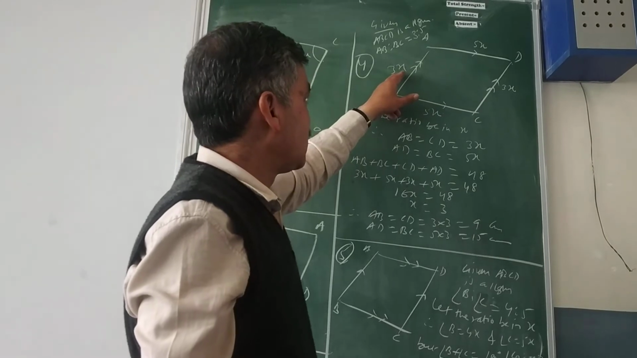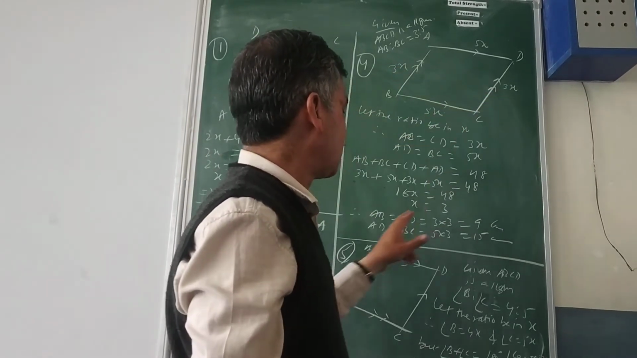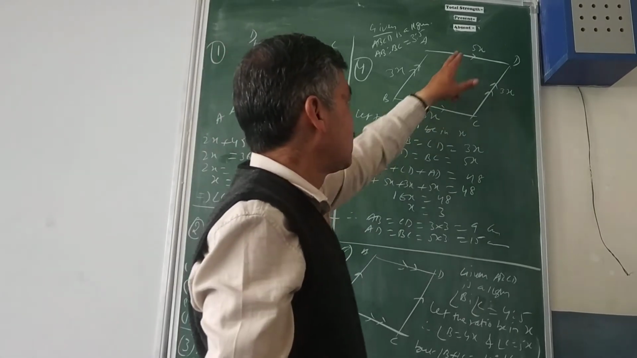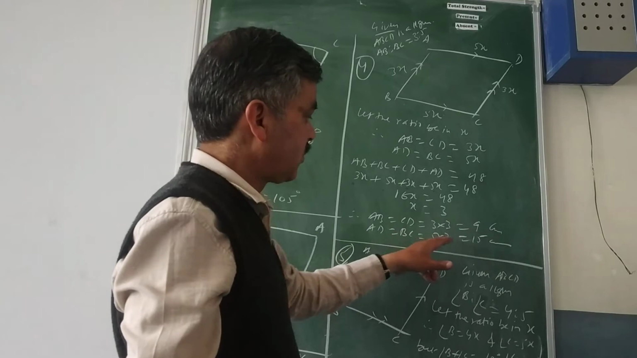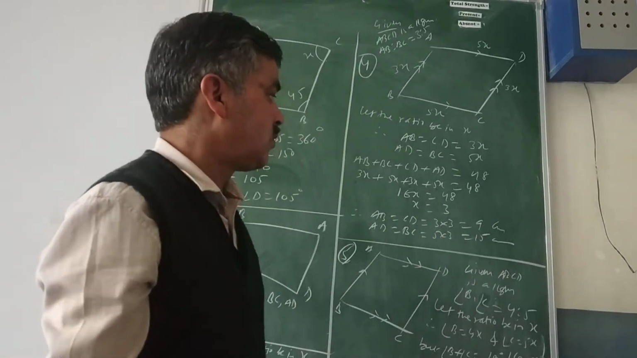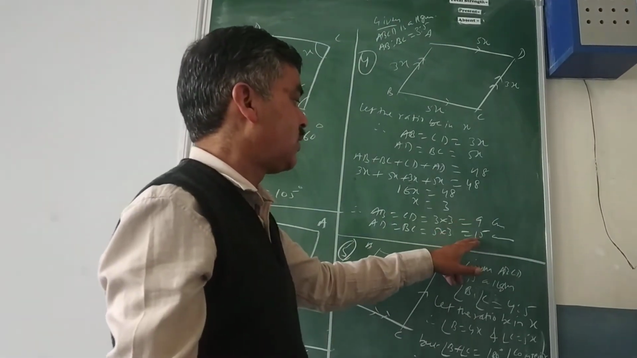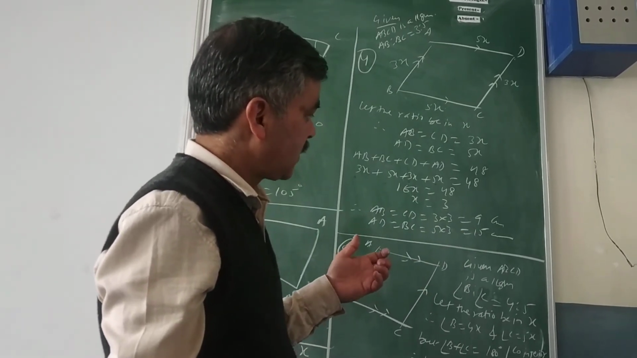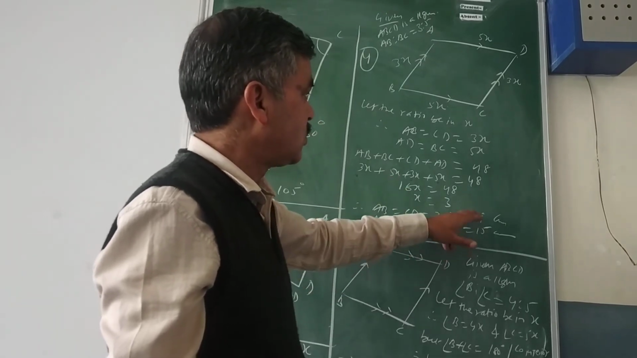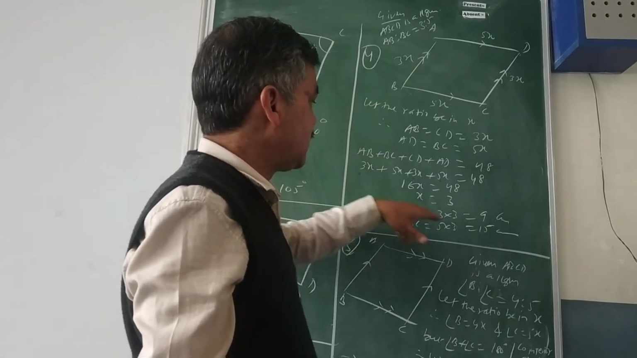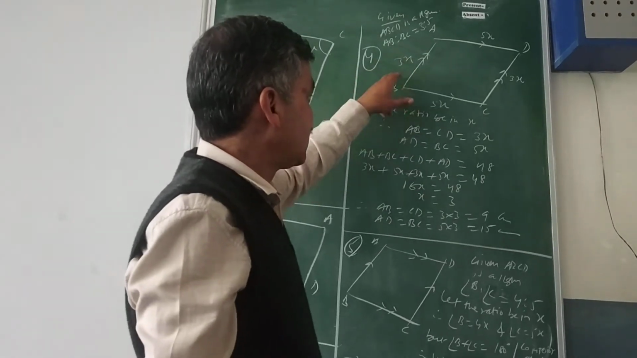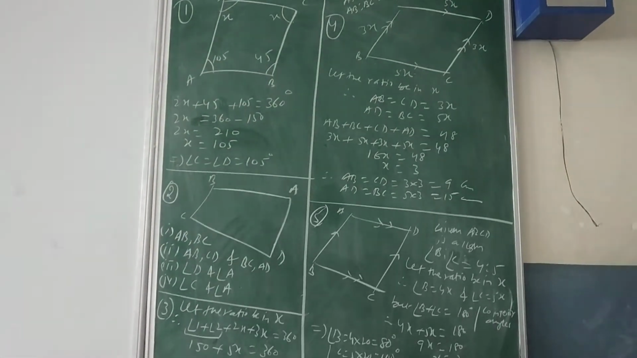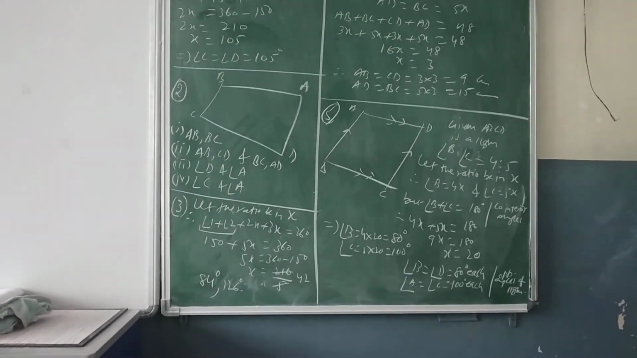3 into 3 is 9. So if this is 9, this is also 9. So AB and CD each will be 9. And this is 5 into 3, 15, this is 15, this is also 15. So BC, 5 into 3, each side will be equal to 15 centimeter. And you can see 9 and 15 make 24. If you add AB plus CD plus the other sides, the sum will come equal to 48. That is the perimeter of your parallelogram. So you can cross check the answer even.